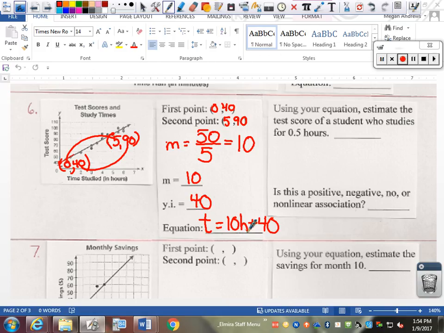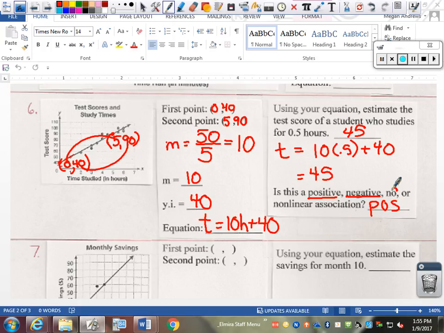Okay? All right, now use your equation to estimate the test score of a student who studies for 0.5 hours. So, test score would equal 10 times a half hour plus 40. Okay? Which should be 45. Is this a positive, negative, no, or nonlinear association? Well, I will tell you guys that positive and negative, okay, this is a positive one.